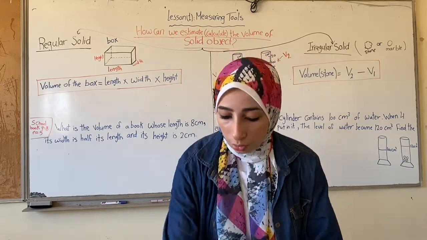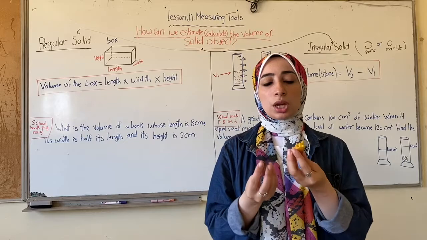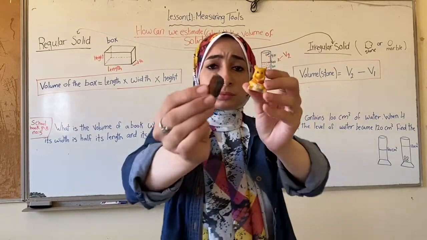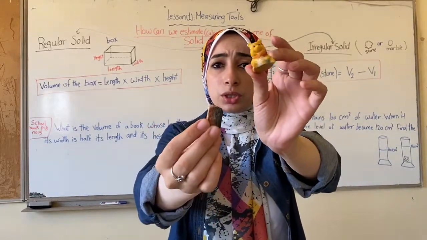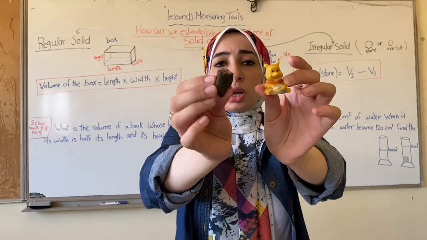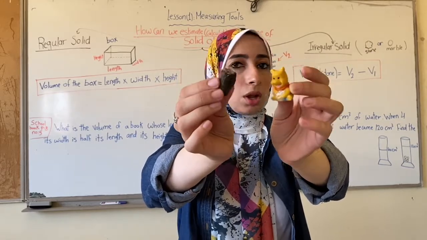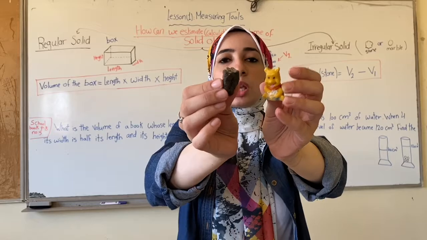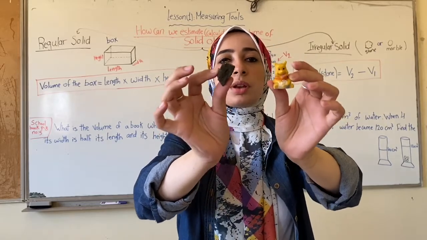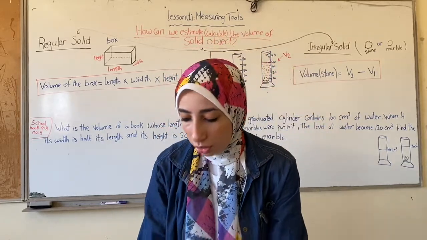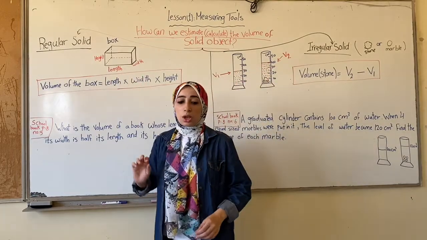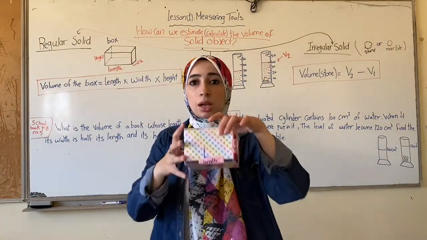What about an irregular shape like this one? This stone or this toy, can I measure their dimensions by using the ruler? No, I can't use the ruler. So I call them irregular shapes. Let's start with the regular solid, like this box.